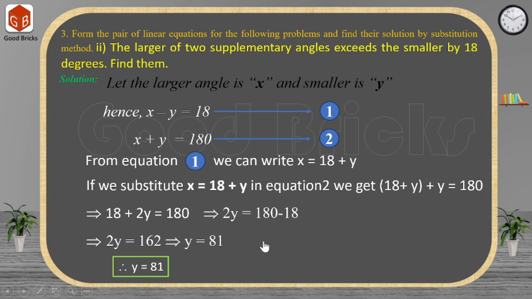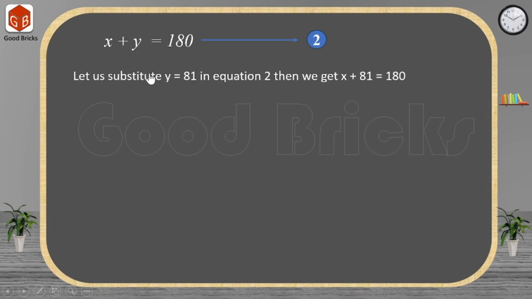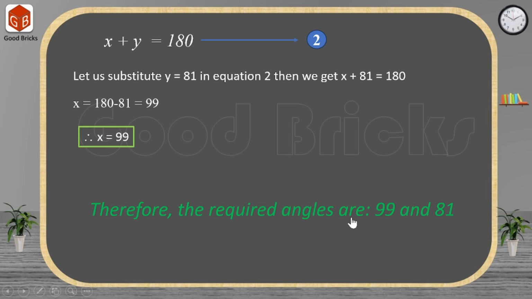Now let us take this y is equals to 81 value and substitute in equation 2. So what we have to do here, in place of y we have to write 81. So when you write x plus 81 is equals to 180, you will get x is equal to 99. So finally we also got the value of x. Therefore the required angles are 99 and 81.